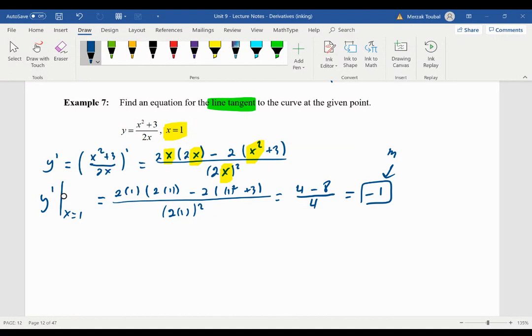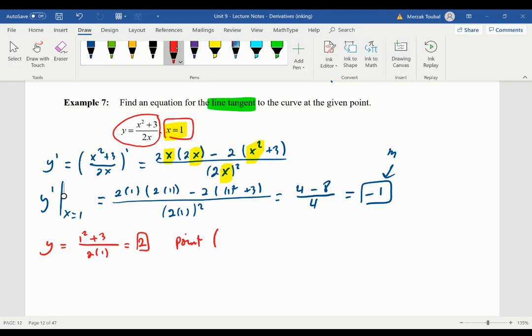All right. Now we need the point. We know the x-coordinate of the point, which is 1. How do we find the y-coordinate? You use this function to find the y-coordinate. So you substitute 1 for x. So y equals 1 squared plus 3 over 2 times 1. That's a 2. So the point on the line would be 1 comma 2.